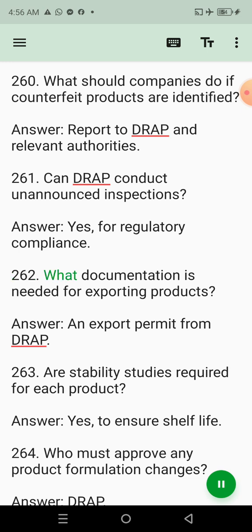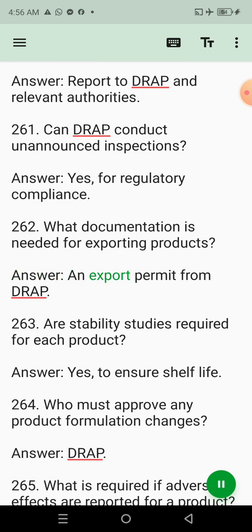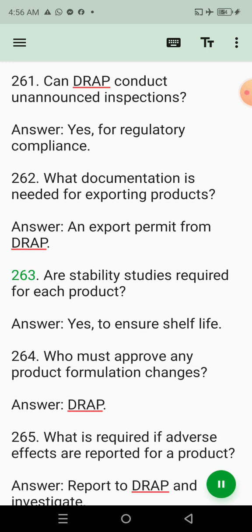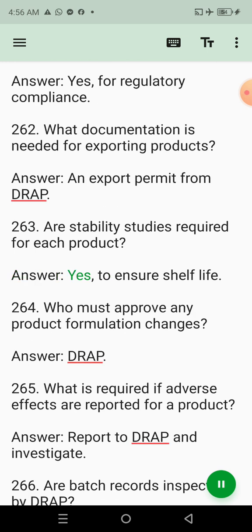262. What documentation is needed for exporting products? Answer: An export permit from DRAP. 263. Are stability studies required for each product? Answer: Yes, to ensure shelf life.